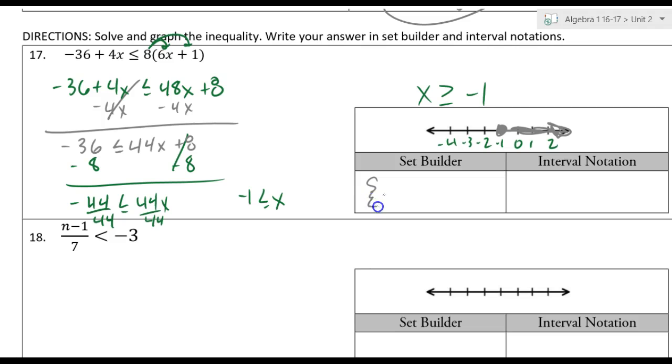Set builder is no different than what we were doing before. It's just writing it a little fancier. Interval notation now, because it's greater than, we start with that number, and we want to go up forever, so infinity. Always a parenthesis around the infinity, because the or equal to makes it a bracket.